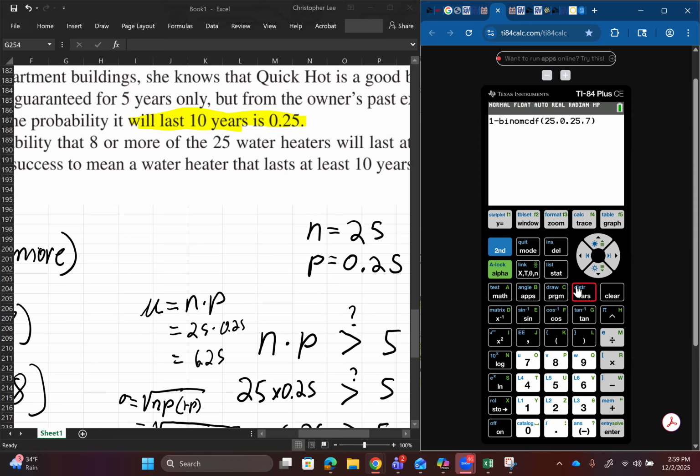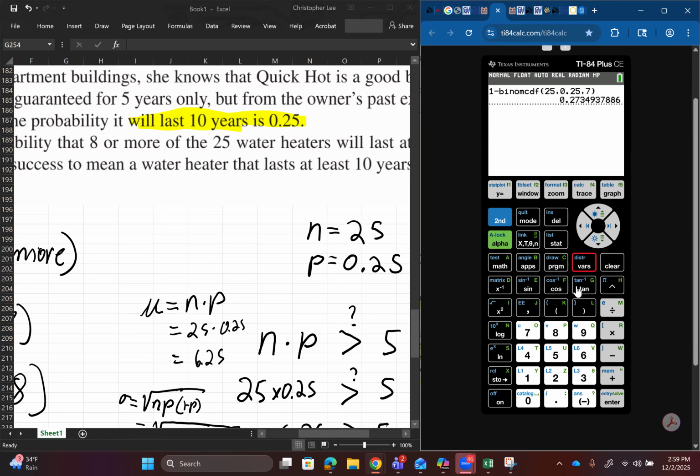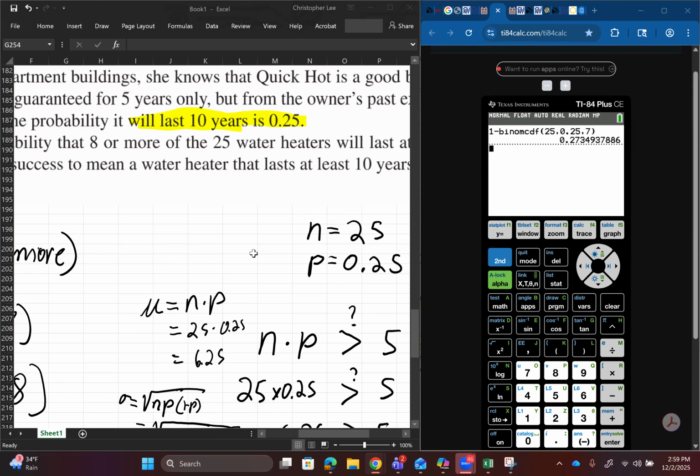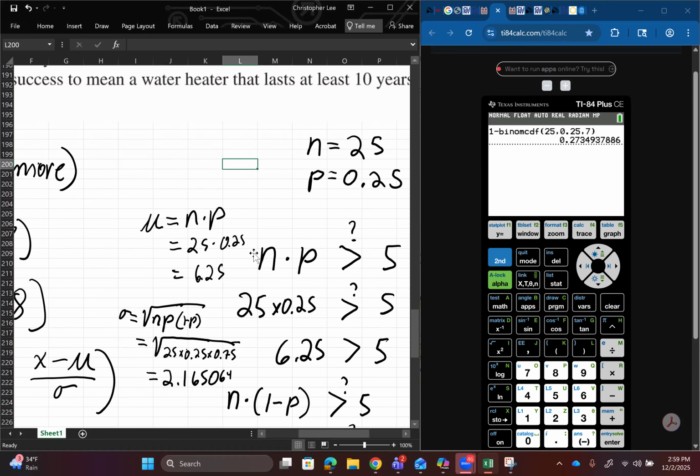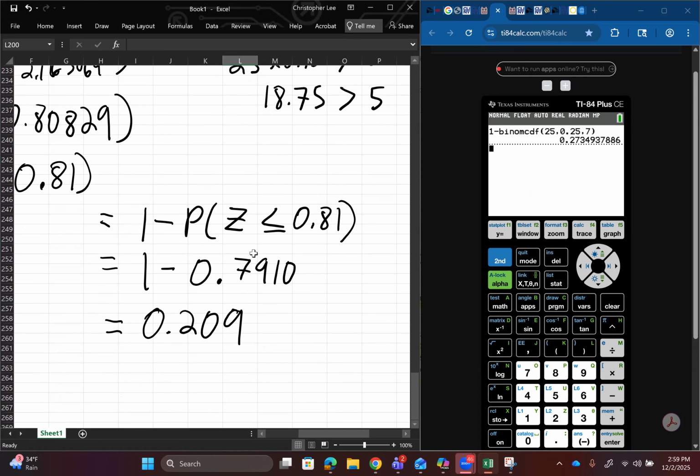So right now, what I'm looking for is the actual answer. Let's look at our actual answer, right? So our actual answer that we got is 0.273937886. Our approximated answer was 0.209, right? That's not really so good, right?